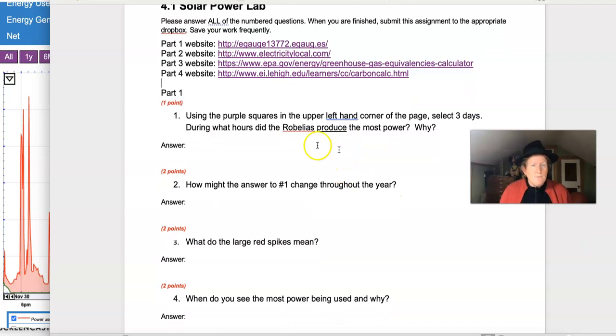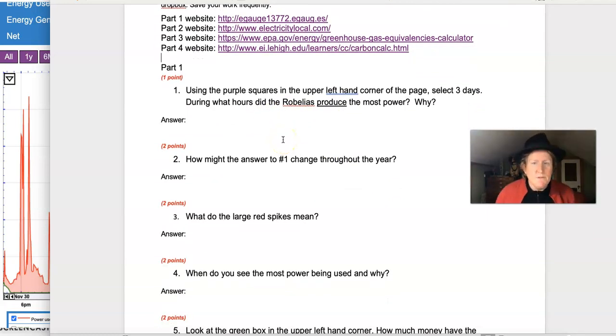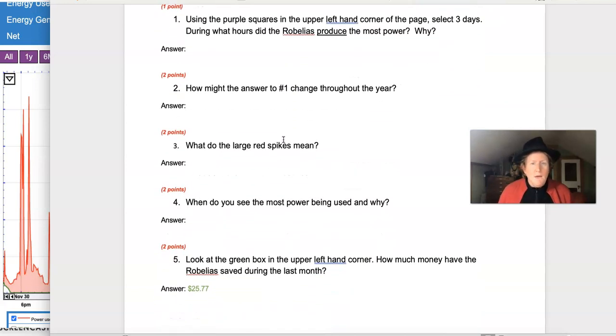We did select the 3 days, and we just talked about what hours we produce the most power. Throughout the year, this answer can change depending on how high the sun is in the sky. In the summer, the sun is higher in the sky and there's also a longer day length. So if you have more hours the sun is shining, you can make more power. If the sun is higher in the sky, that is better for getting sun to your solar panels.